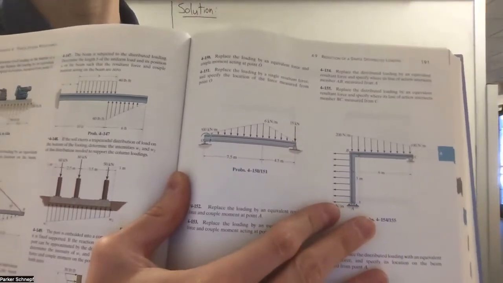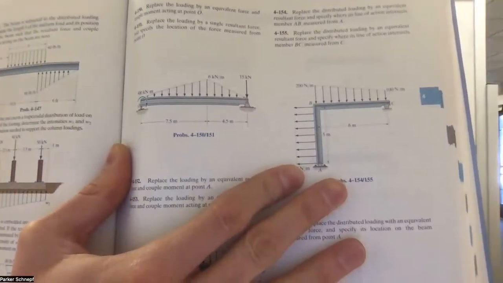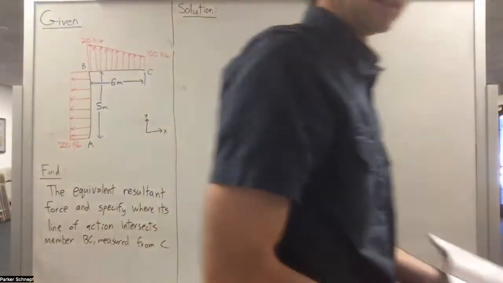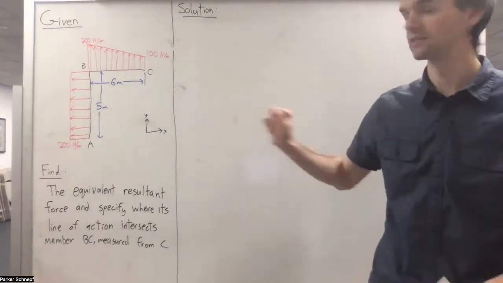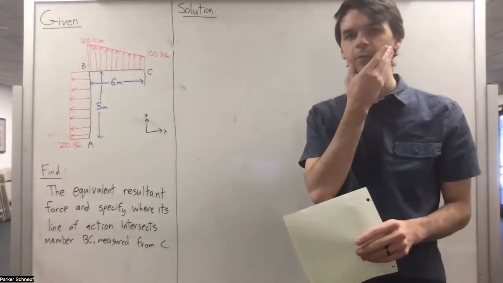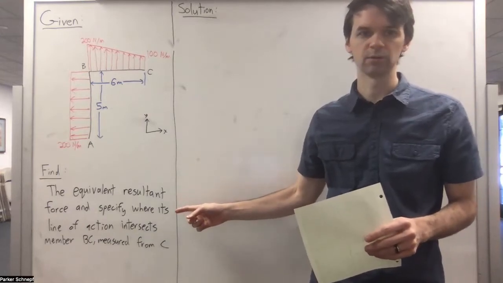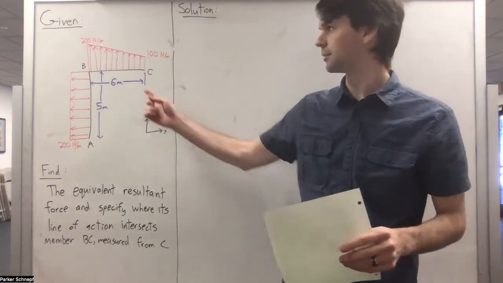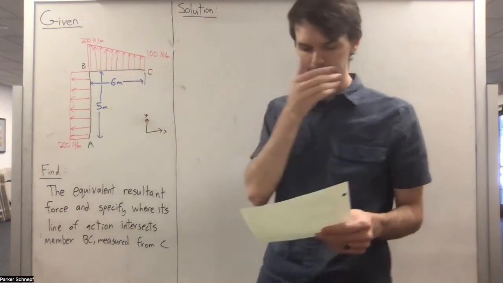We have this L-shaped beam, and it has a distributable load here on the side and one on the top. And so I've gone ahead and redrawn that here on the board of the dimensions and the forces and everything. And what we're being asked to find is the equivalent resultant force, and they want to specify where its line of action intersects in BC as measured from point C.